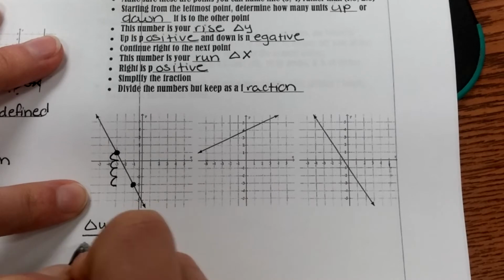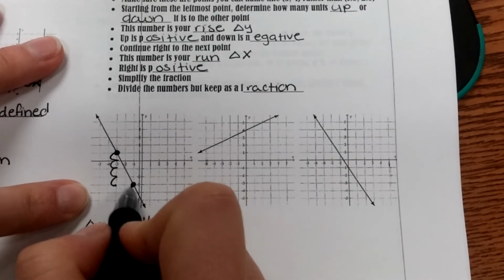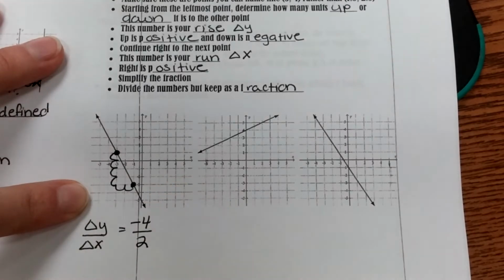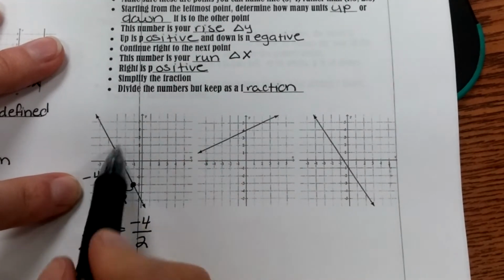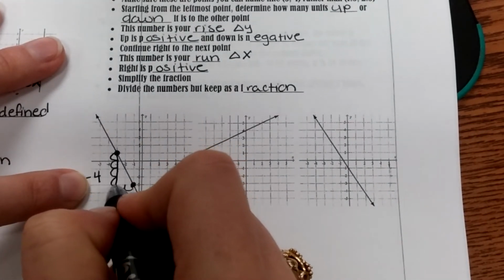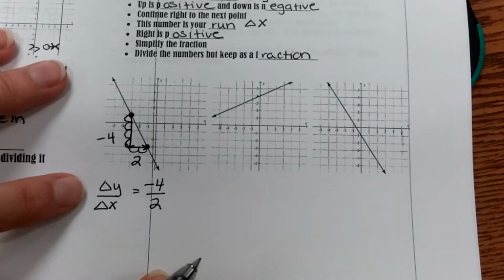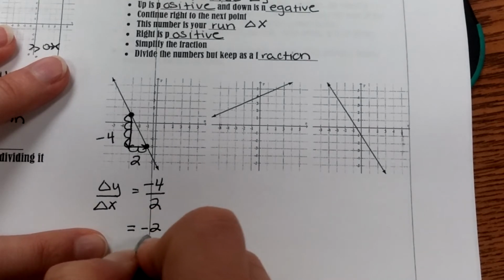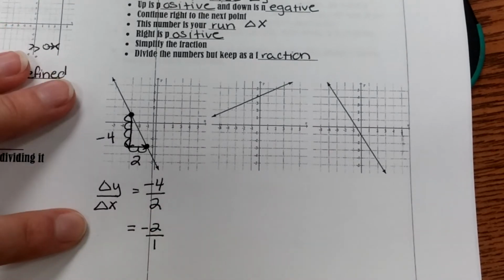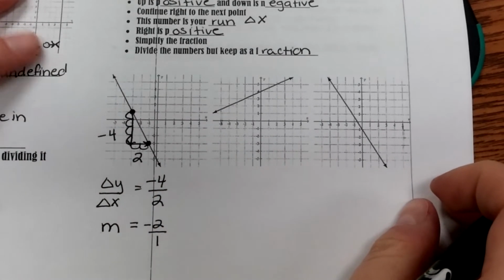And we always put that over our change in x. So then to go from here over to our other point, we go 1, 2. So we moved 2 points. So we went down 4 and we went right 2. And it should always make this right triangle shape. So our slope would be -4 over 2. And if we reduce that, it would be -2 over 1. So slope is m equals -2 over 1.